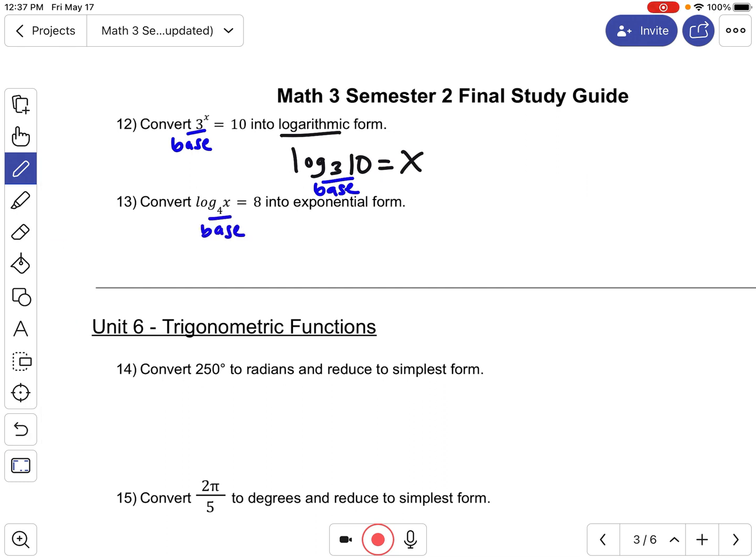Same thing for this one. This 4 is the base, and if we're writing it as an exponential equation, we want to make sure that the base stays the same. So if this base is 4 here, here's the base on the exponential, and then we're going to switch the order of the two other terms. The 8 is going to go on the left, and because this is an exponential function, we're going to make that 8 an exponent, and then the x is going to go on the right. And that's the answer for that one.